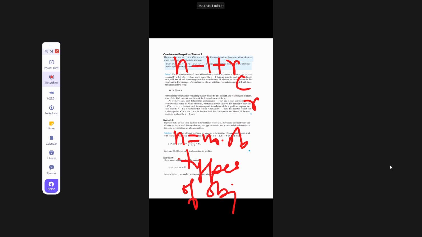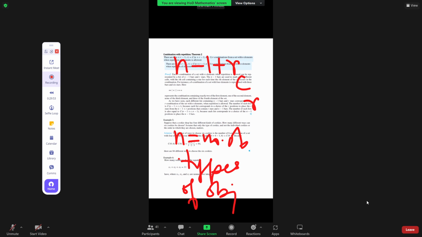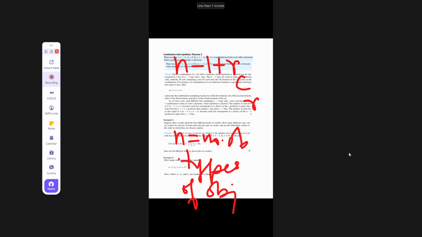I hope you've understood this. So for normal combination, n is the total number of objects and r is how many I need to choose. Generalized combination means n is the number of types of objects, not the number of objects, and r is how many I need to choose. And your answer is n minus 1 plus r, choose r.